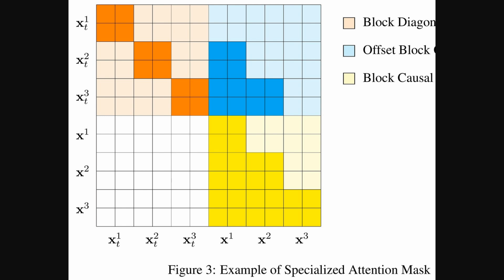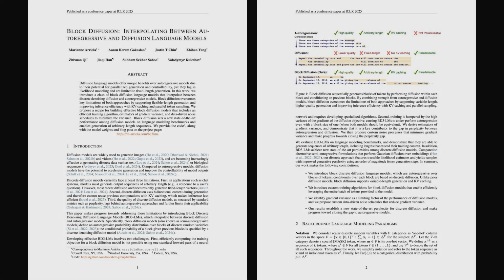Alright, so diving into the mechanics of how they achieve this efficiency and performance, this figure illustrates their specialized attention mask. You can see the different colored regions, the block diagonal, offset block causal, and block causal parts. This structure is really key. It allows them to process both the clean and the noisy sequences together in a single, efficient forward pass during training. This clever masking is part of what enables the effective training we've seen lead to those improved results. So that specialized attention mask is really the engine enabling this efficient block diffusion approach.